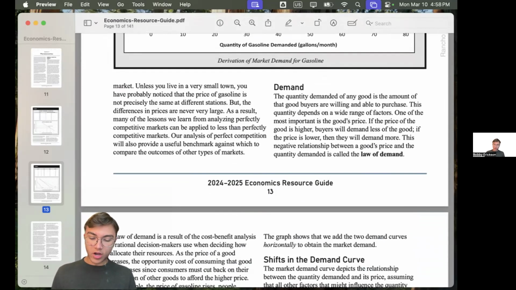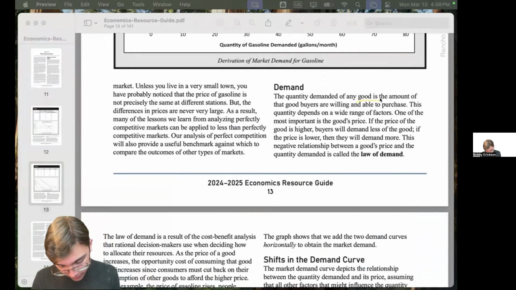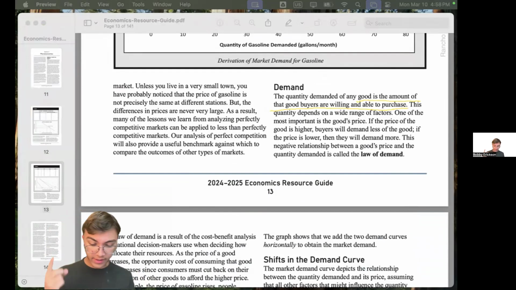So next up, we get to talk about demand. What is the quantity demanded? Well, it's the amount of a good that buyers are willing and able to purchase. If I go ahead and underline this, the amount of a good that buyers are willing and able to purchase. Willing and able. And so what does this depend on?